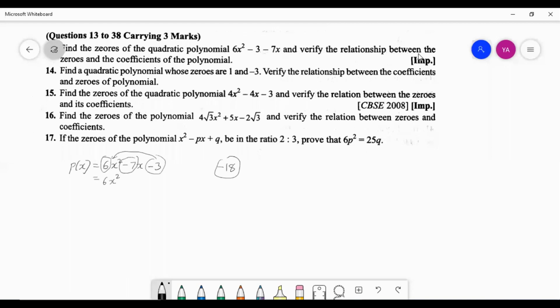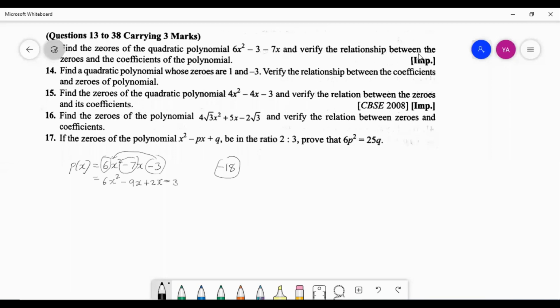So you can split the middle term like this. 6x square same. Minus 7x you can split as minus 9x and plus 2x. Minus 9x plus 2x, if you add, you will get minus 7x. And if you multiply minus 9x into 2x, you will get the product of the constant term and the x square term, that is minus 3 into 6x square, which means minus 18x square. So 2x into minus 9x also gives minus 18x square. Minus 3 same.